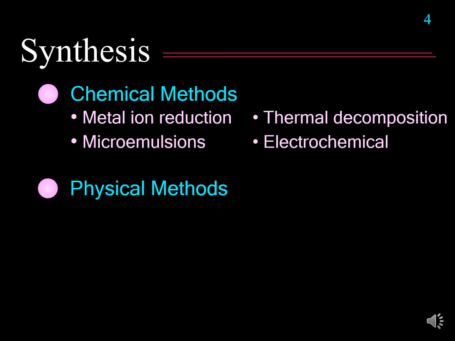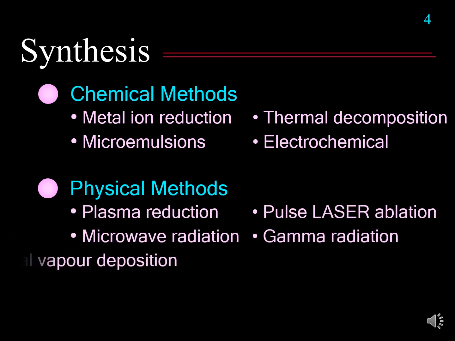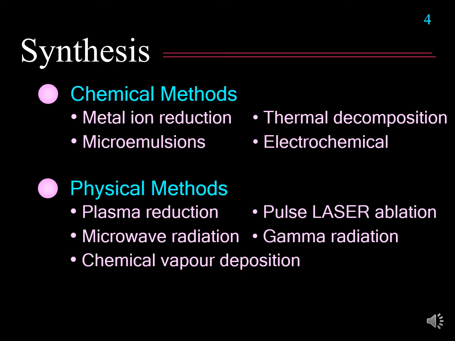Can be achieved. For physical methods, there are plenty of them again. For example, the plasma reduction, microwave reduction, laser ablation, gamma radiation. So we use this kind of energy, electromagnetic radiation, things like that, in order to synthesize the metal nanoparticles. So many types, many methods to prepare the metal nanoparticle.